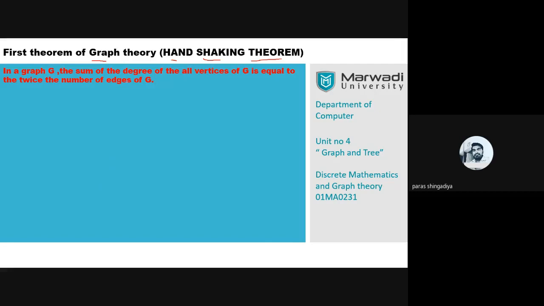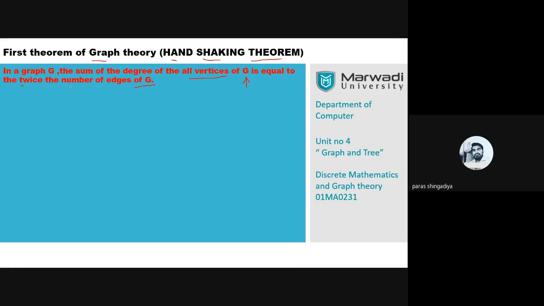In a graph G, the sum of the degree of all vertices of any graph, any number of vertices, any number of edges, is equal to twice the number of edges of the graph G. It means you have to count two values here. One is the degree of all vertices of the graph, and then take its sum, the sum of the degree of all vertices in the graph. That is one value.